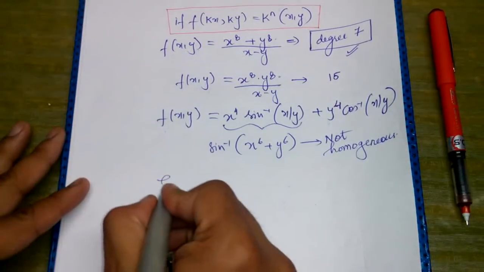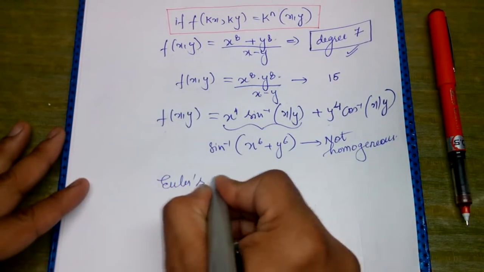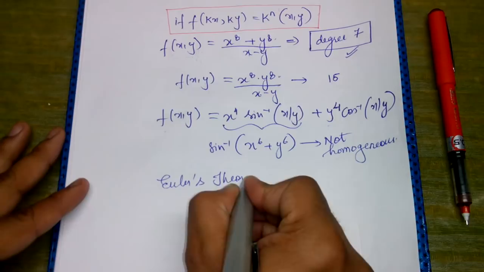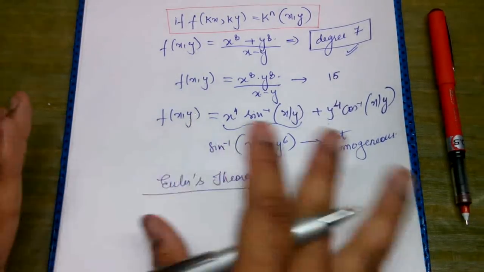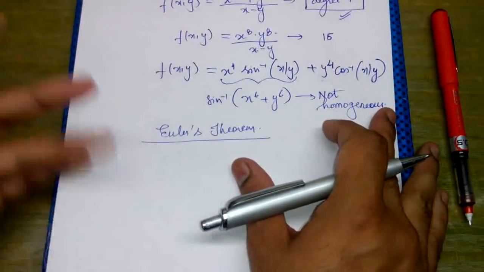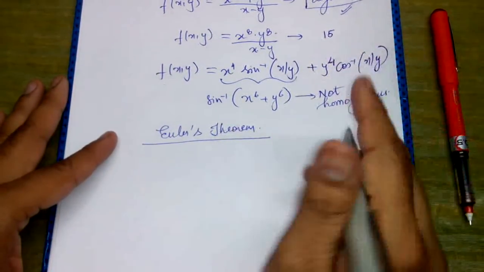Now we will discuss an important theorem which is called Euler's theorem. The correct pronunciation is "Oiler's" theorem. In the last lecture I also pronounced it incorrectly, but that is wrong. The correct pronunciation is Oiler's theorem.